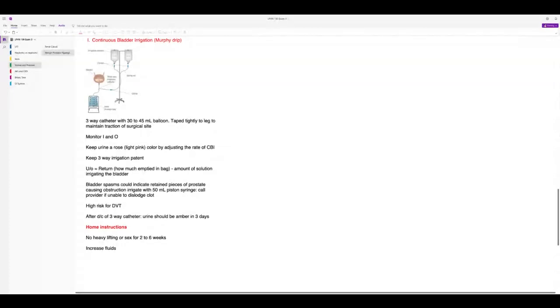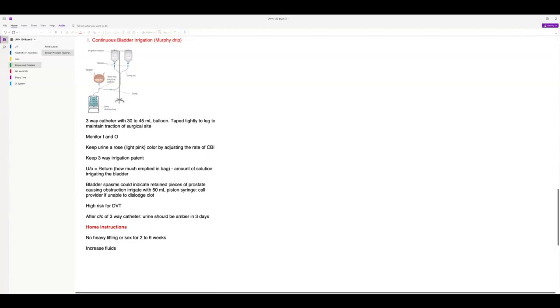Your urinary output is your return: how much you emptied in the bag minus the amount of solution that you put in. So if I put in 1,000 mLs of that solution and I drain 1,500 from the urine bag, that means the patient put out 500 mLs of urine. Bladder spasms could indicate retained pieces of prostate causing obstruction. So you're going to irrigate with a 50 mL piston syringe and call the provider if you're unable to dislodge the clot, because they could get a kidney injury if you don't.